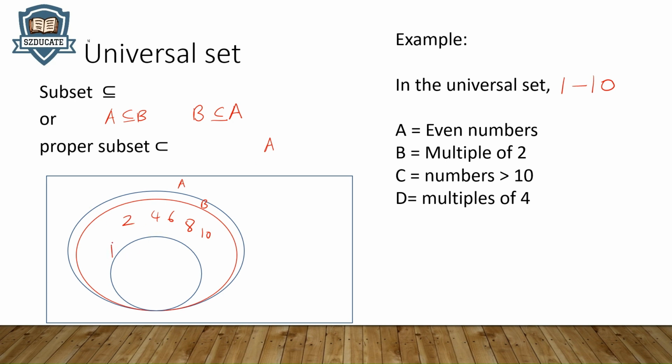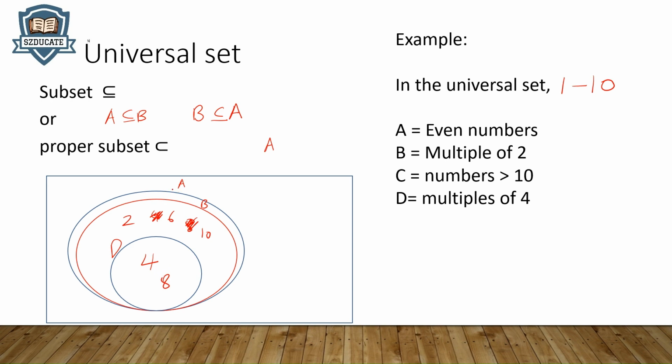So let's just say this is D. I have to erase some numbers, this and this. Okay, they will not be here anymore. Here will be 4 and here will be 8. Because it will fall within D. D are multiples of 4. So it's 4 and 8 and no more because universal set only until 10.